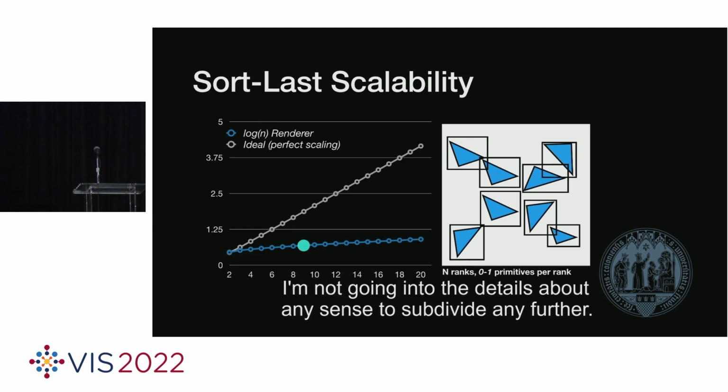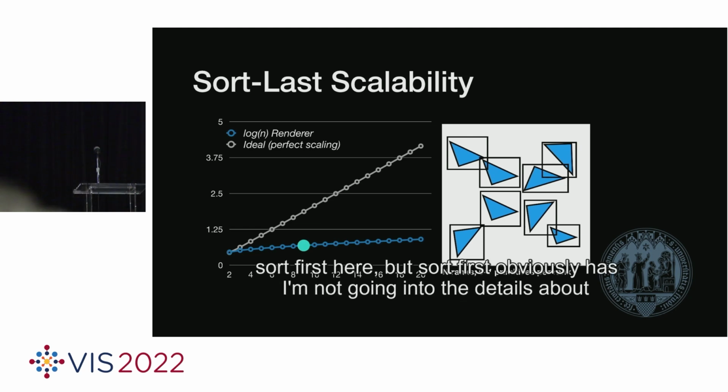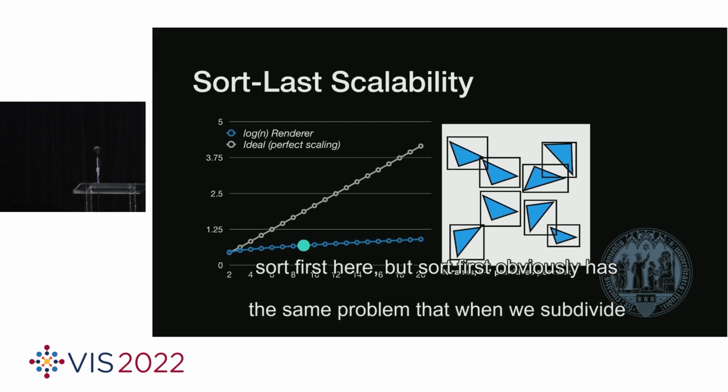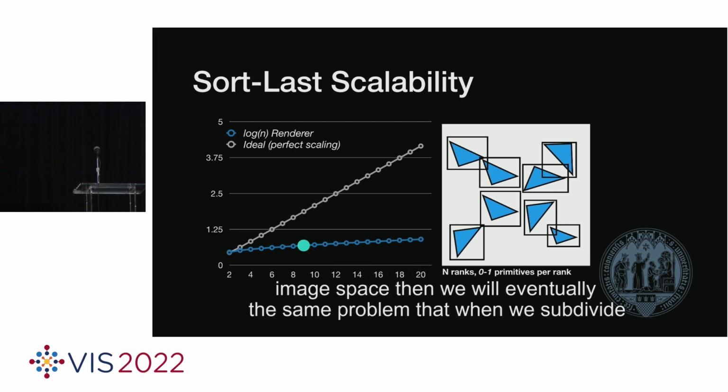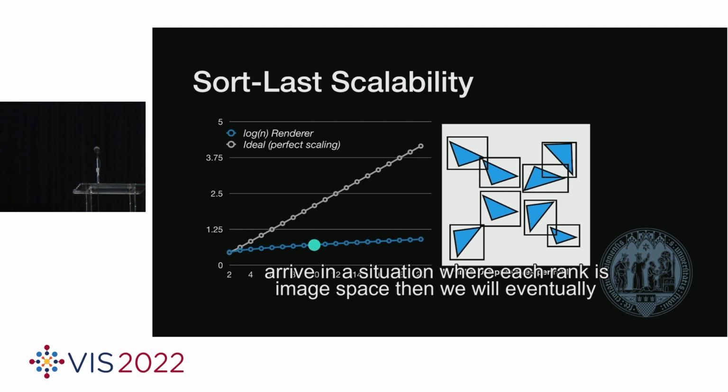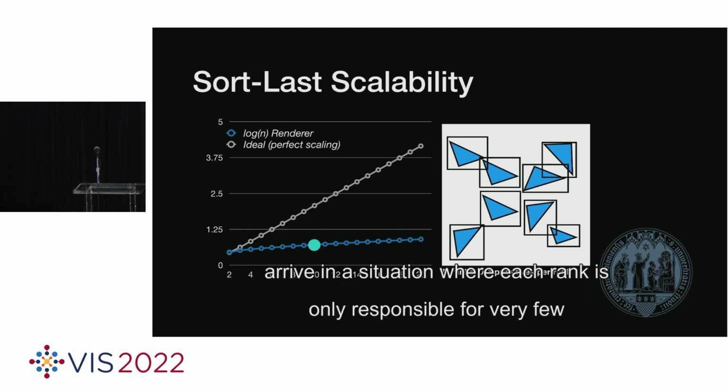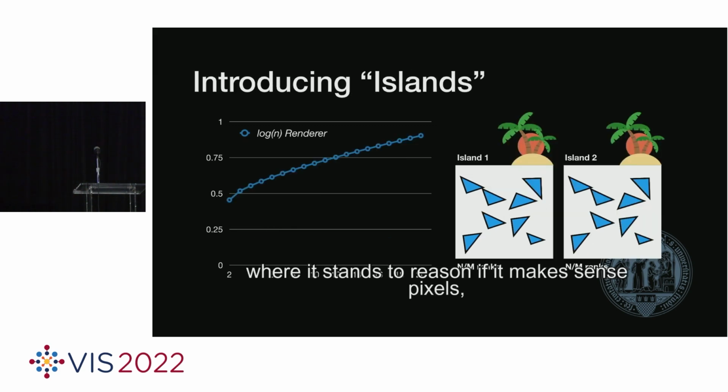I'm not going into the details about sort first here, but sort first obviously has the same problem: when we subdivide image space, we will eventually arrive in a situation where each rank is only responsible for very few pixels, where it doesn't make sense to subdivide any further.